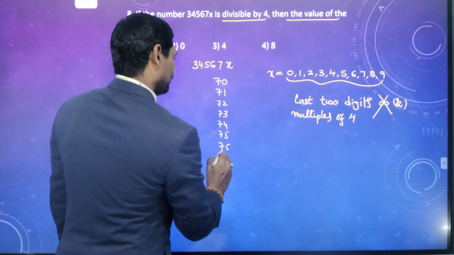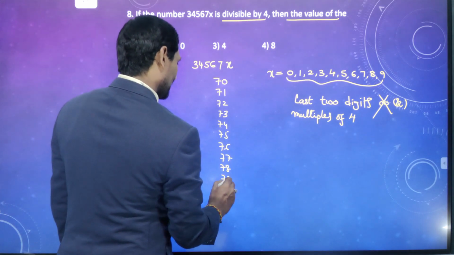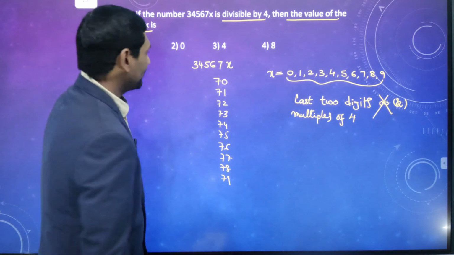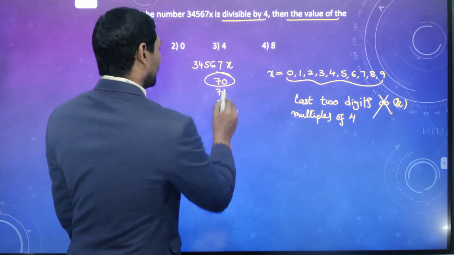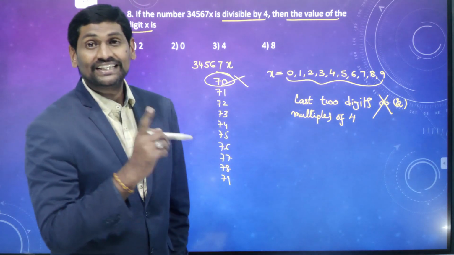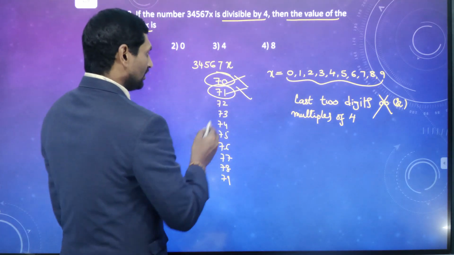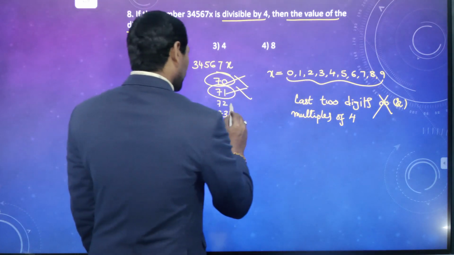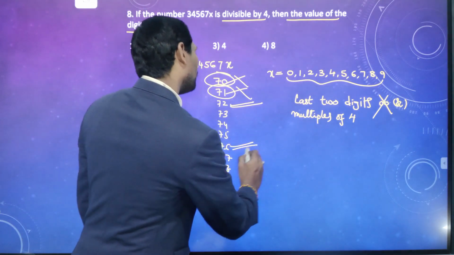Among them, what are the possibilities? Which numbers are exactly divisible by 4? 70. Is 70 a multiple of 4 or not? 70 is not a multiple of 4. Therefore, x cannot be 0. 71 is also not a multiple of 4. 72. What about 72? Yes, 72 is a multiple of 4. Next, 76 is a multiple of 4.